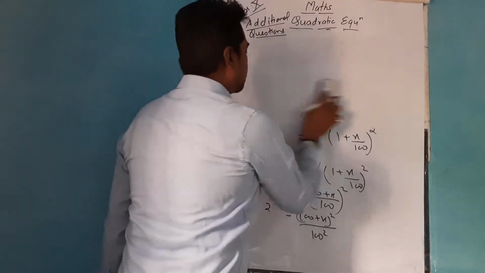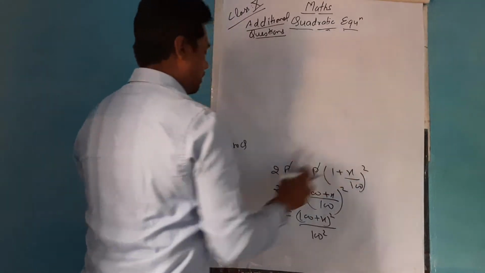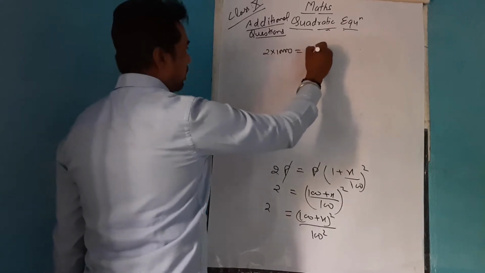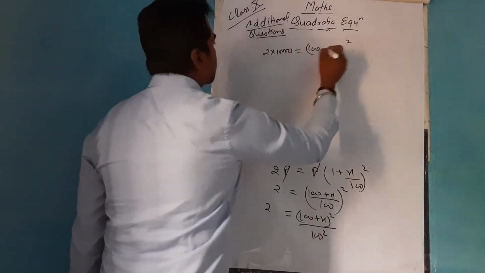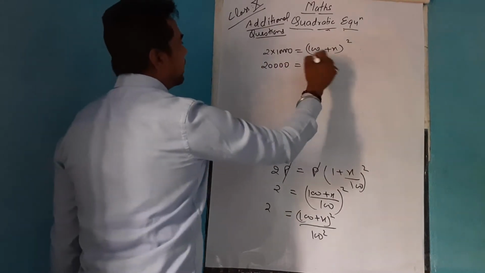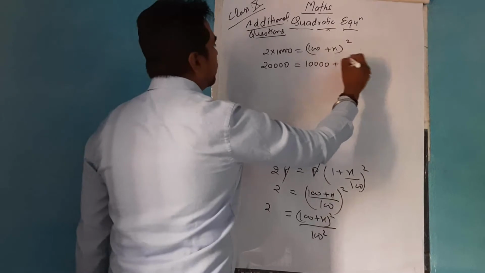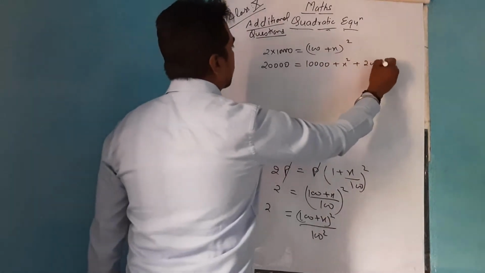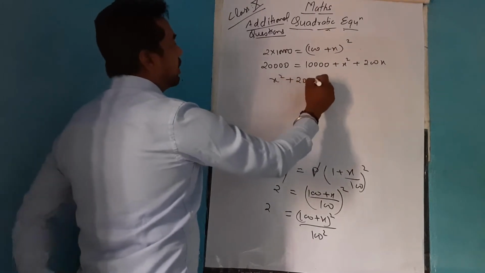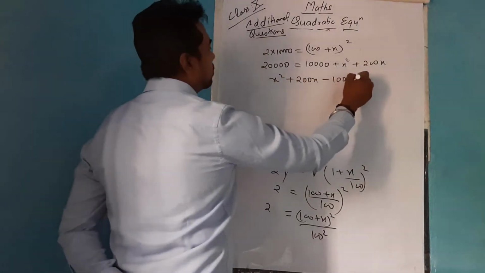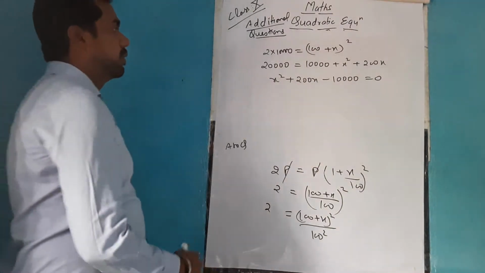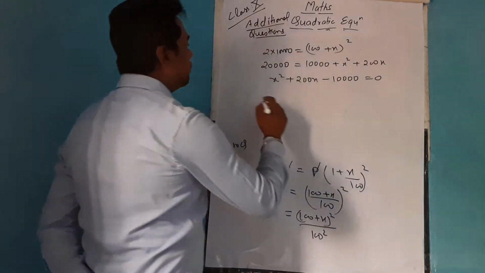So when you do the cross multiply here, this becomes 2 into 10,000 equals (100 + X) whole square. This becomes 20,000, and then you will open the bracket using the identity (A + B) whole square, which is A square plus B square plus 2AB. Now writing it in the form of a quadratic, that becomes X square plus 200X minus 10,000 equals 0. So this will be the required quadratic equation. We'll solve and get the value of X.